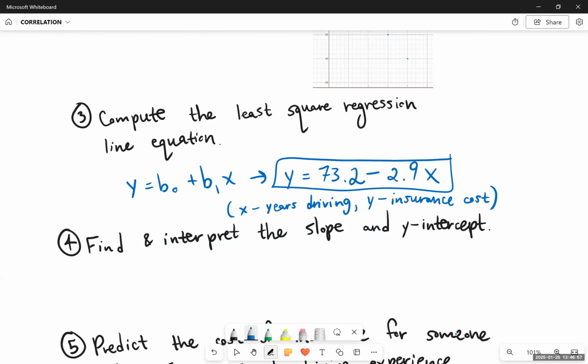Okay, now we want to find and interpret these two values that we got from our equation. The y-intercept always stands for what your y value, or dependent value, is when x, the independent value, is 0, right? So the y-intercept is simply what your y, or in statistics we say the response variable's value, is when the explanatory value is 0.